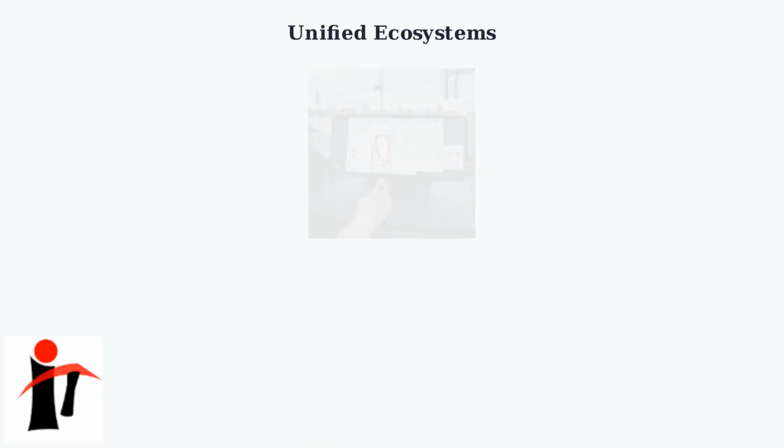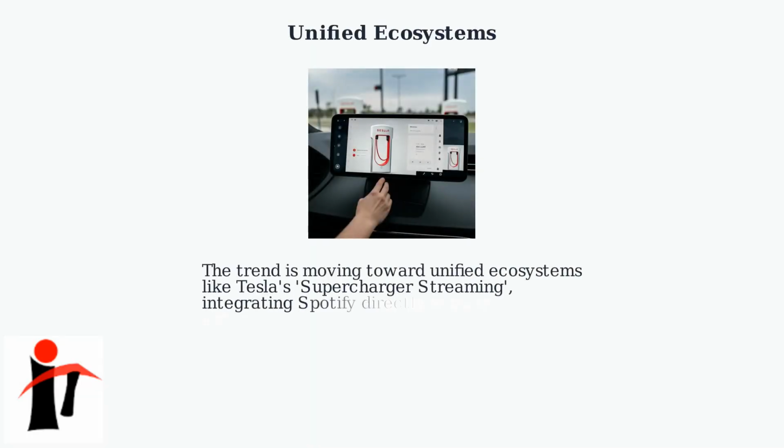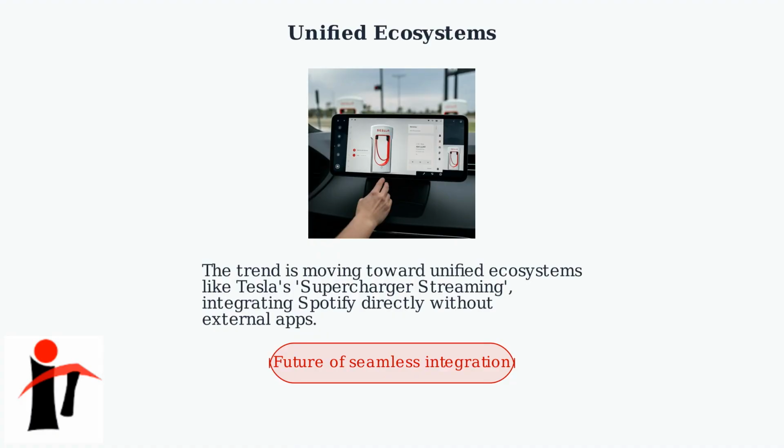Looking ahead, Tesla is shifting toward unified ecosystems that integrate Spotify directly into the vehicle's system. Features like supercharger streaming allow music playback during charging sessions without relying on external apps, reducing compatibility problems and enhancing the driving experience.